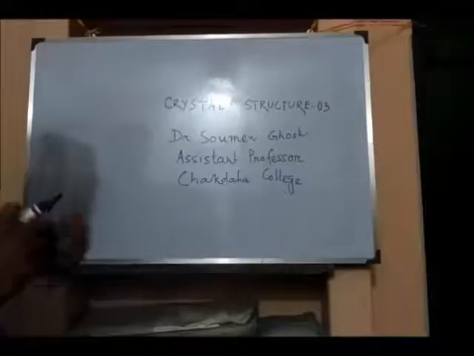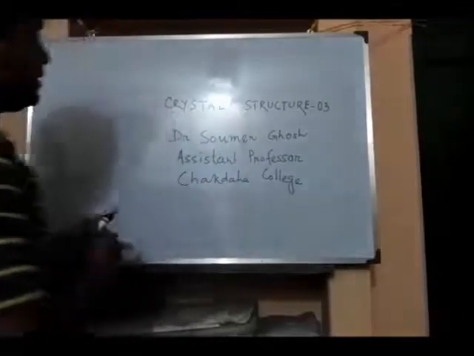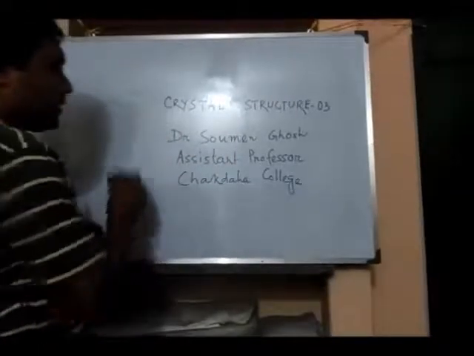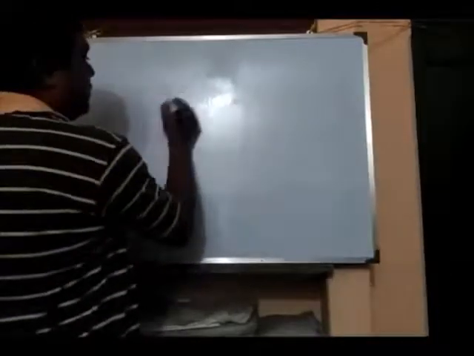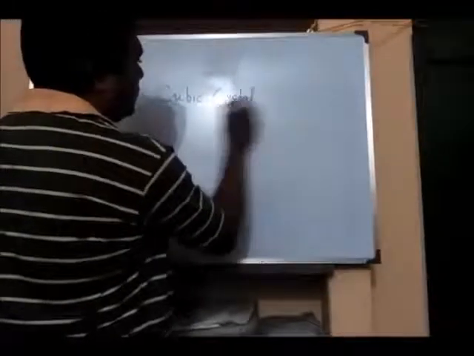Today's topic is just crystal structure. This is the third class of crystal structure, a part of solid-state physics. Now, we have learned about unit cell, crystal planes, Miller indices. So if you learn about the crystal planes, now we are going to discuss a special type of crystal, that is cubic crystal.